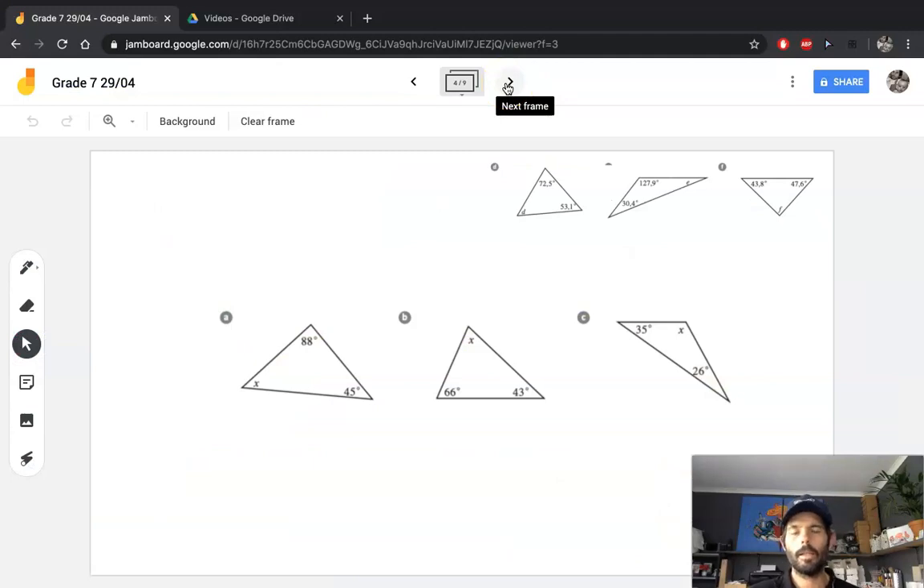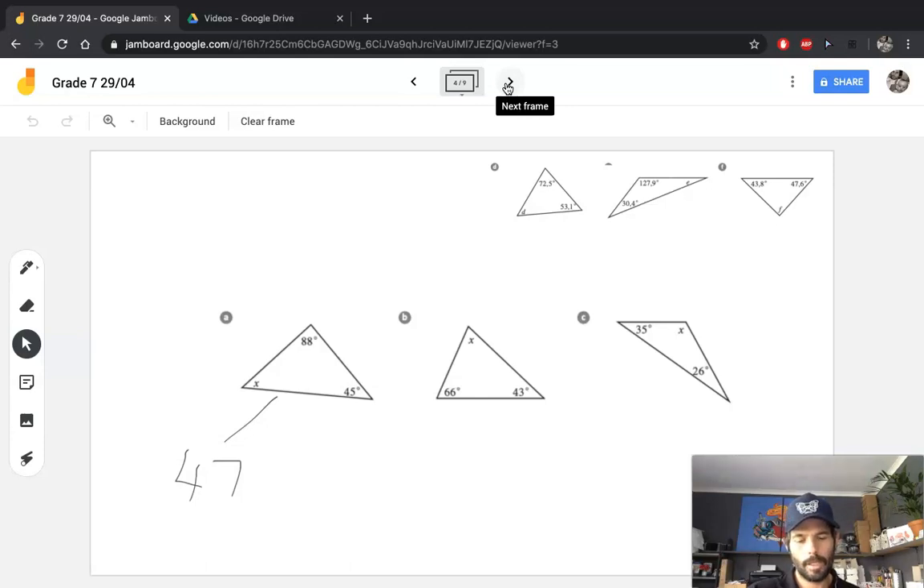Okay, so 88 and 45, that makes 133. So how much left? 180 minus 133, and that's going to be 47. Then if I add 47, 45 and 88, then I should get back to my 180. So 40, 40 and 80 is 160, and 5, 8 and 7 is 20. So put them together, you get your 180.